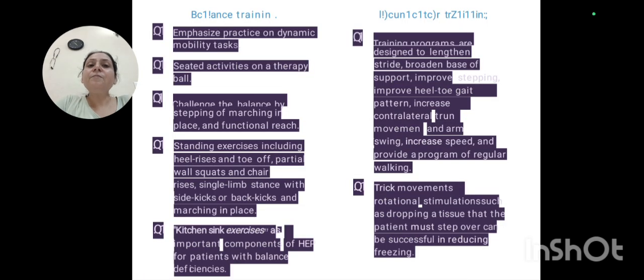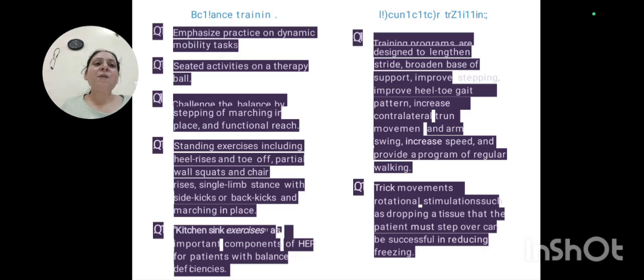Fine. Next is balance exercises, and this is very much important. Now balance exercises should be like stepping, marching in place, and reaching forward to pick an object, heel raise, toe offs, or partial wall squats, chair raises, single leg stands, side kicks, back kicks. These are all exercises which we do, kitchen sink exercises, sitting activity exercises, they are all balance exercises which we need to give.